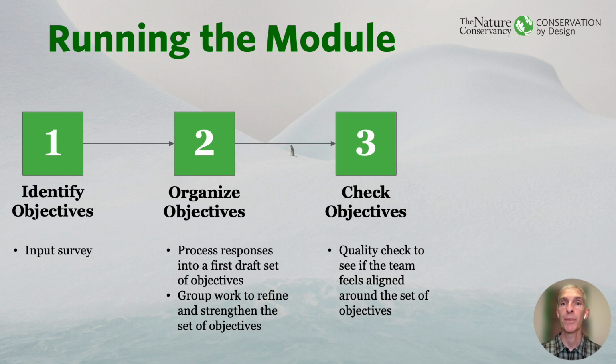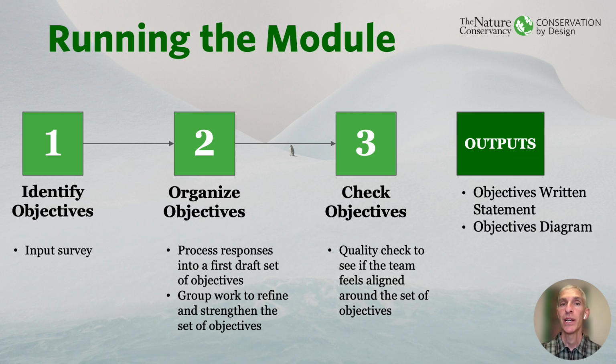The final step, checking objectives, orients around a group activity to do a temperature taking or a quality check to see if the team members feel aligned on the set of objectives. If there remain major issues to address, these get surfaced at this point, and they provide a roadmap for additional steps to complete this work. The tangible outputs of the module are that the team presents its objectives through both a written statement and a diagram. With this aligned set of objectives, the planning team is ready to take next steps in the planning process, knowing that it has a good shared understanding of what it aims to achieve.